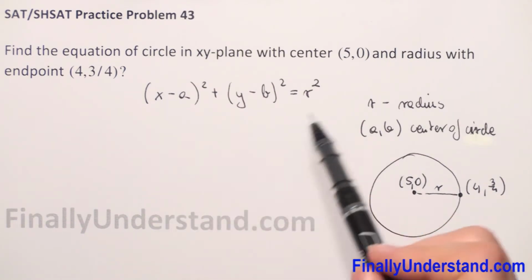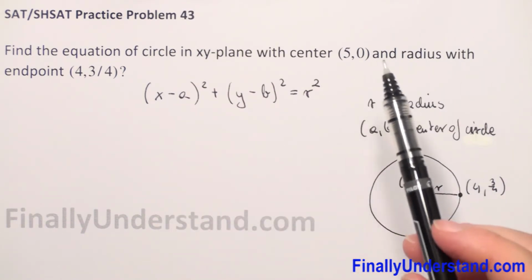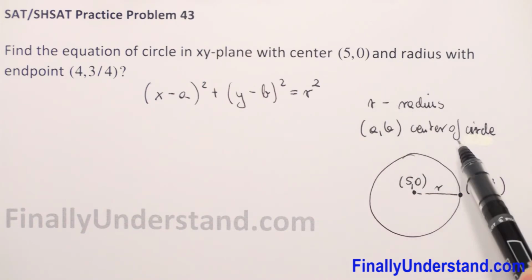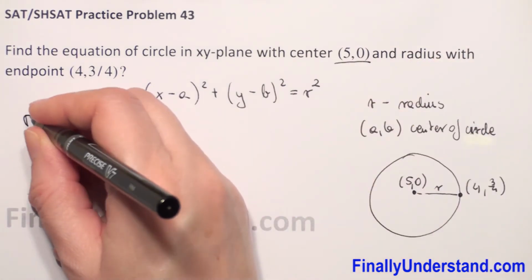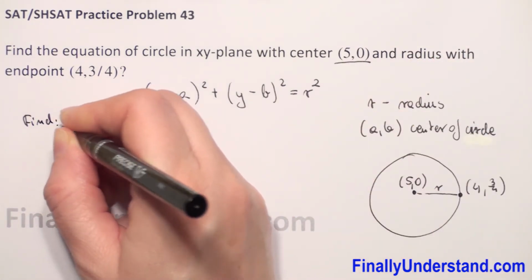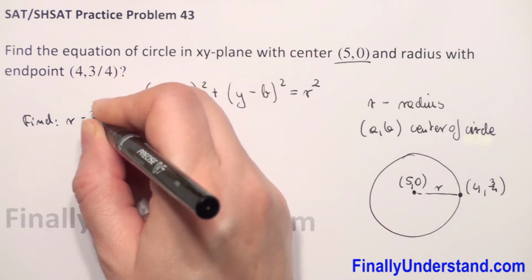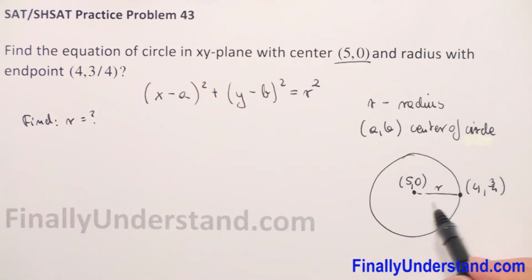To write the equation of our circle, like I said, we need the center and the radius. We have the center given. We need to find r. How do we find r, the radius? This is the distance between the center and the given point. How do we find the distance between 2 points? Let me remind you of the formula.